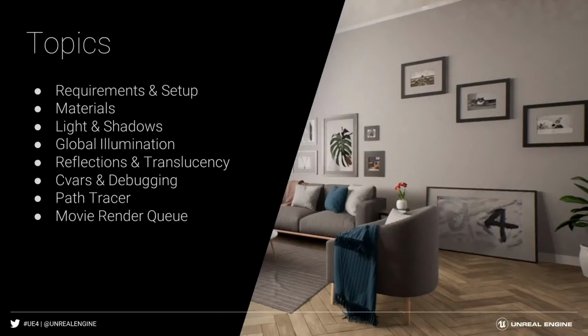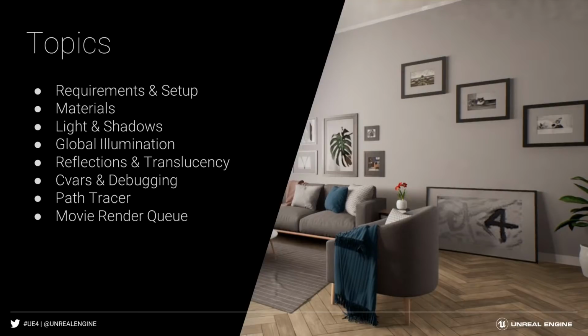Here are some of the topics that we're going to spend some time looking at today, and we're going to try to cover the basics as well as a few tips and tricks and some best practices. We'll start out with requirements and setup for using ray tracing in Unreal Engine. It's quite easy to get started. We'll look briefly at working with materials for ray tracing. We'll talk about lights and shadows, which are a very important part of doing real-time ray tracing, as well as global illumination, reflections, and translucency.